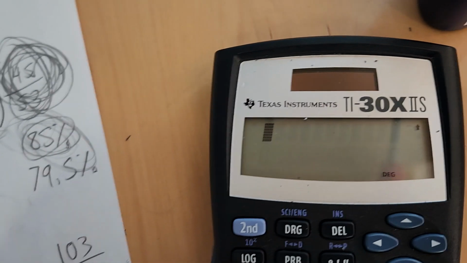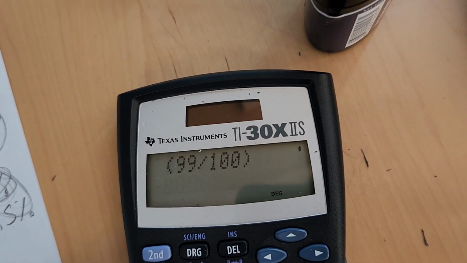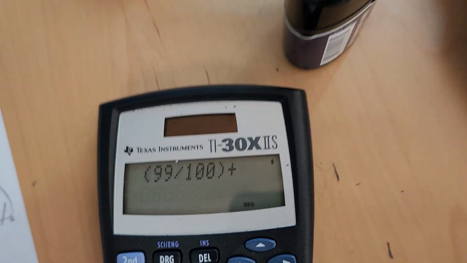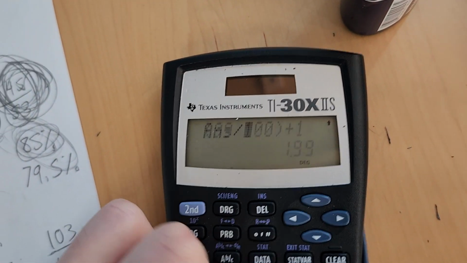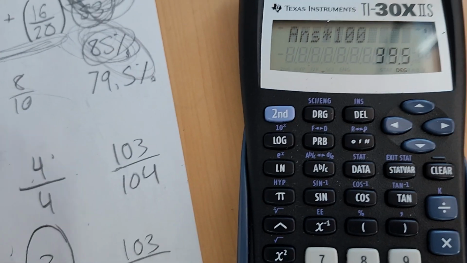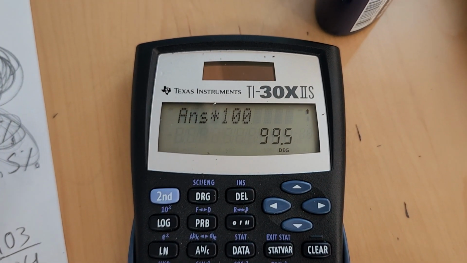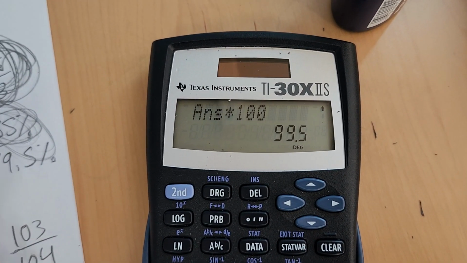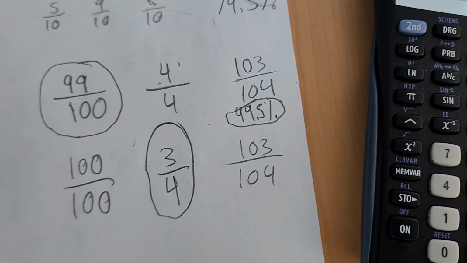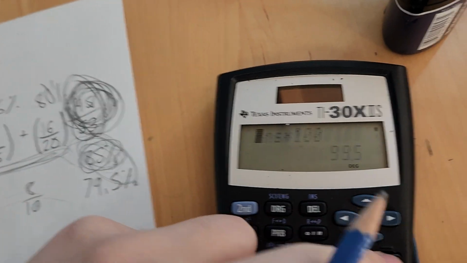So in the first section, you get 99 divided by 100, plus, and then you could just do 1, because 4 divided by 4 is 100%, so that just gets you 1. Divided by 2 times 100. You got a 99.5. So you actually got higher than the original one, thinking that you got just a 99.0. You actually got higher.